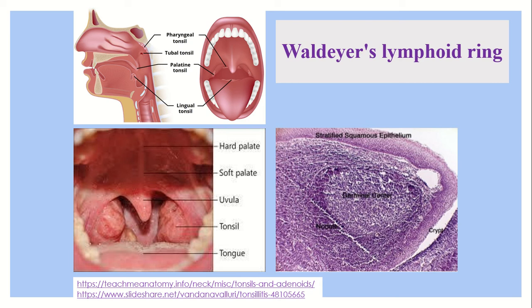has no completely developed immune system. So the elements of the lymphoid tissue at this location help to protect our body from external agents. And here you see the gross anatomical structure of the palatine tonsils. And here we see the microscopic structure, that they consist of the germinal center, the nodular part, covered by the stratified squamous epithelium. And here you see the section of the crypts.